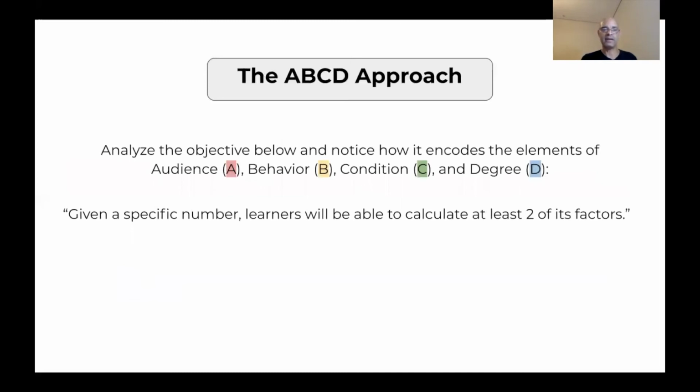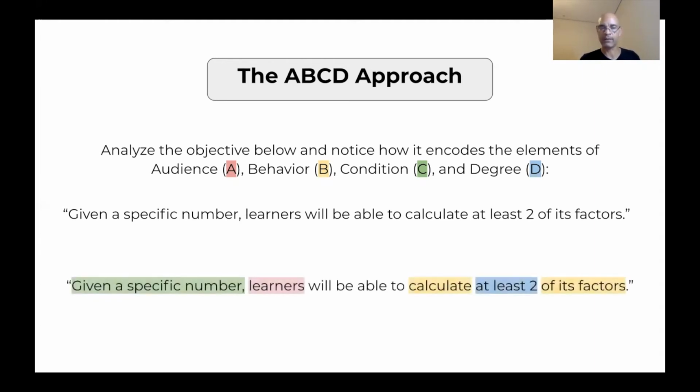So let's look at examples. In this slide here, the sentence in quotes is the actual objective. So let's start with the sentence in quotes. Given a specific number, learners will be able to calculate at least 2 of its factors. So let's try to identify A, B, C, and D here. The easiest one is audience, right? Of course, my learners will be my audience. That's why they're in red here, to correspond to the word audience, which has the letter A highlighted in red.